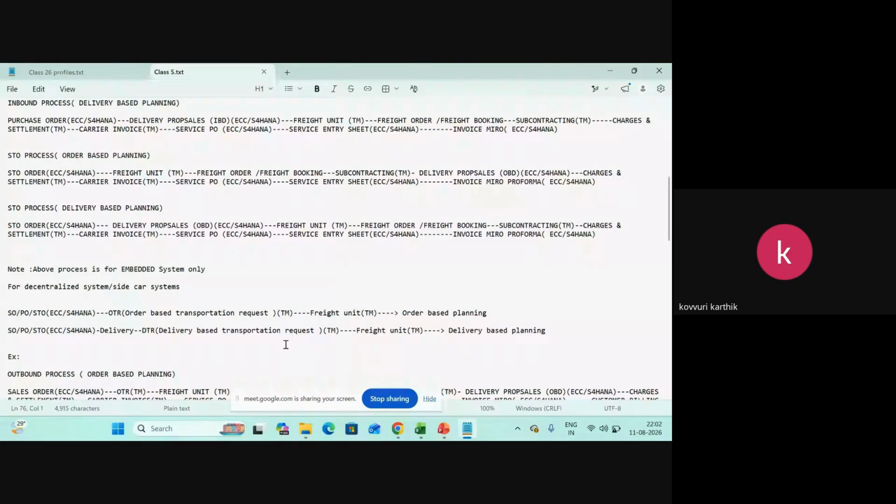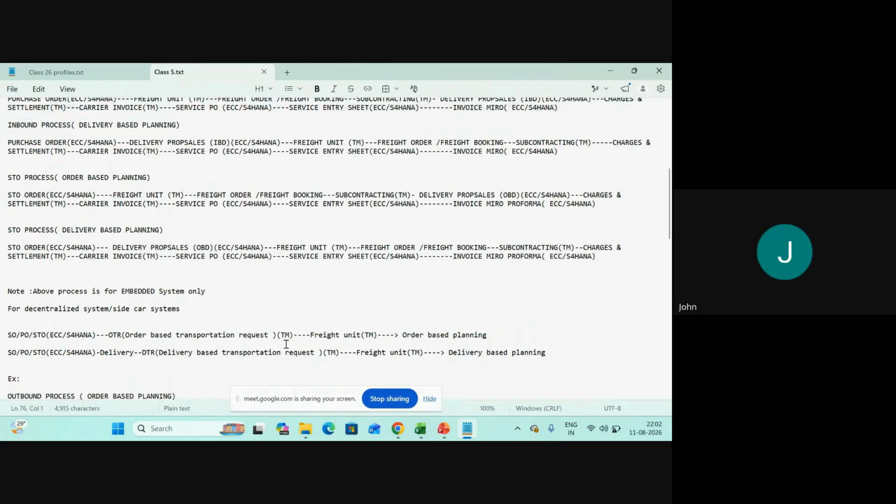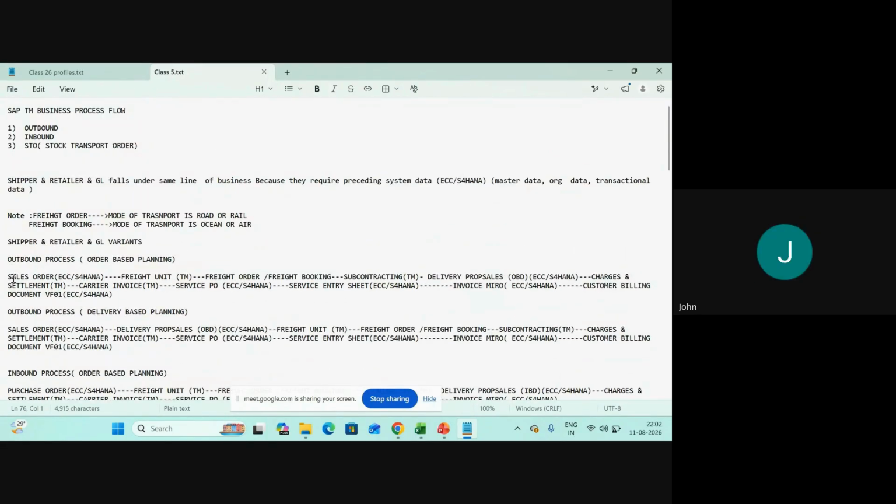What is the process flow here? Like, I will create a sales order, then I do the delivery. It is there, my friend. It depends also.